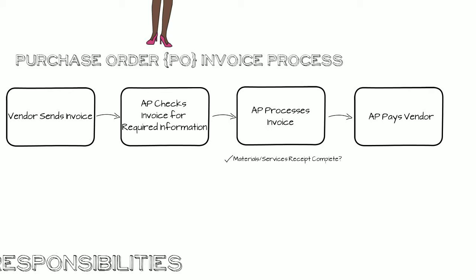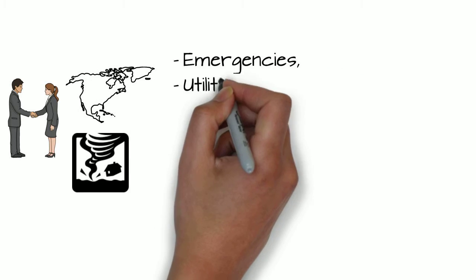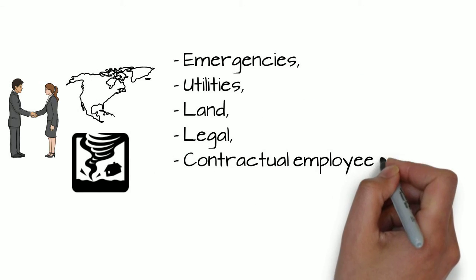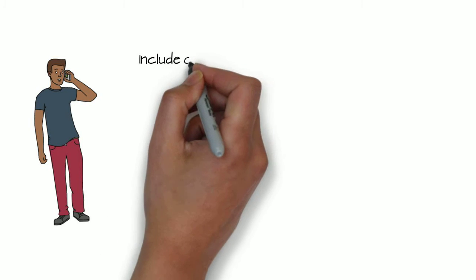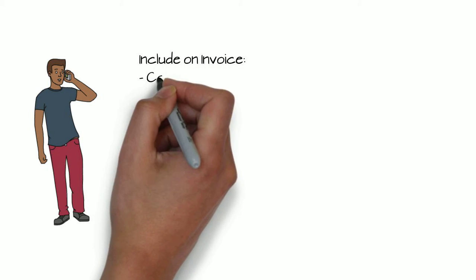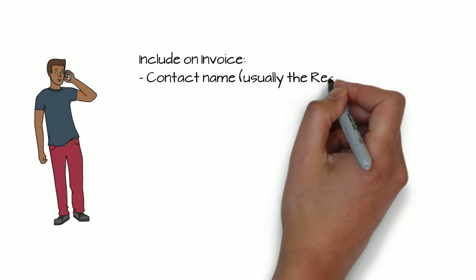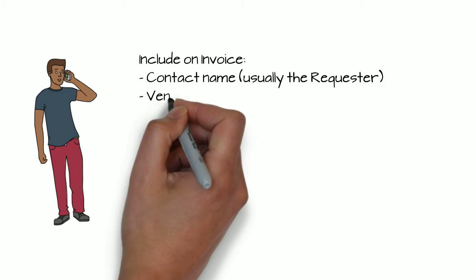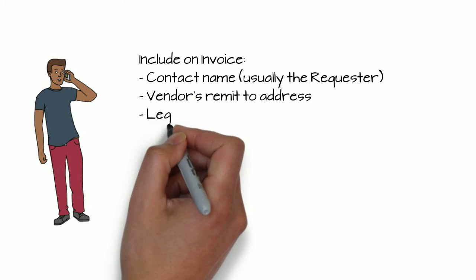Now we are going to have a look at the non-PO invoicing process. The non-PO process is used in cases such as emergencies, utilities, land, legal, contractual employees, taxes, and government fees. If you need to make a purchase without a purchase order, please inform the vendor that the following information must be on the invoice: contact name of the person at TransCanada who will provide the accounting coding, the vendor's remit-to address, and the correct legal name of the TransCanada company being charged.